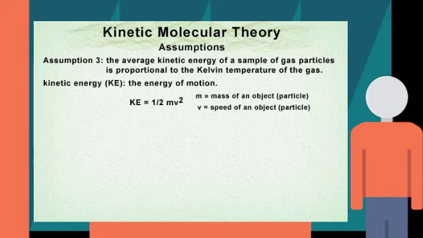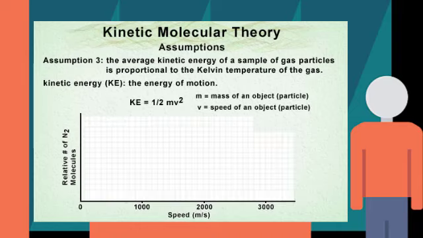In this discussion, the object referred to is an individual gas particle. All of the particles in a pure gas have the same mass, but different speeds and therefore different kinetic energies. The graph on your screen shows a distribution of molecular speeds in a sample of nitrogen gas at 1273 kelvins.